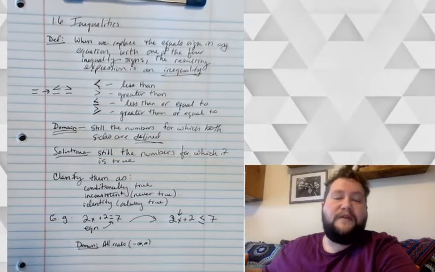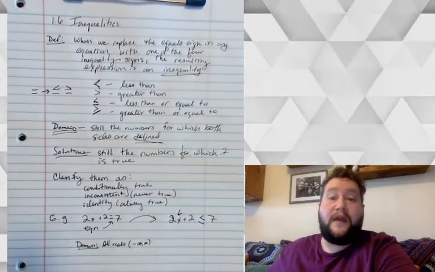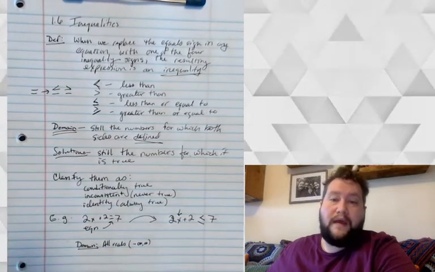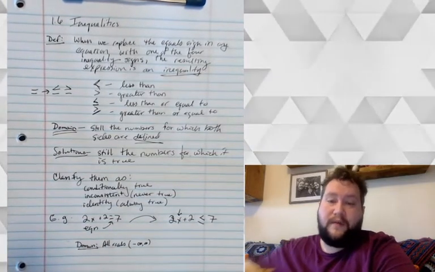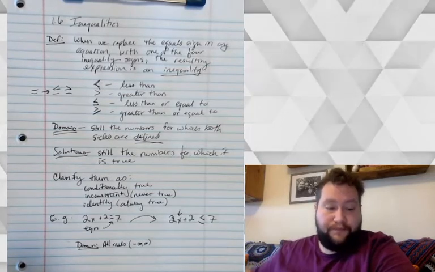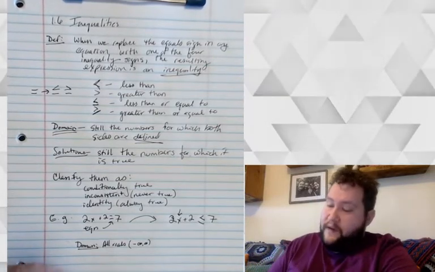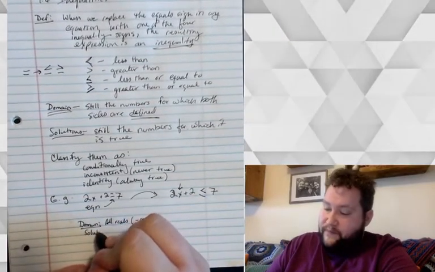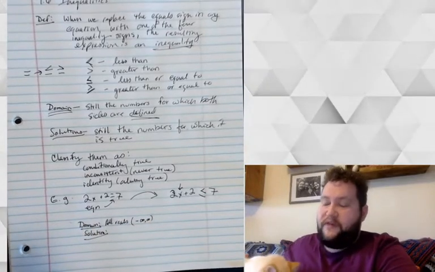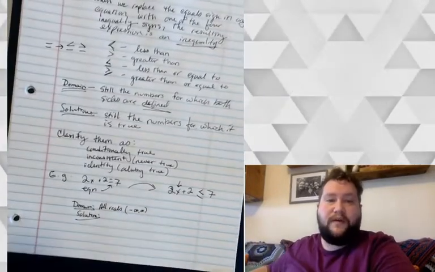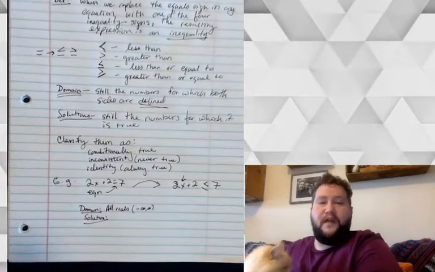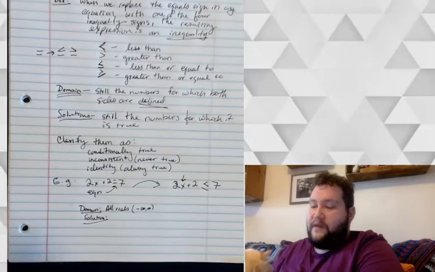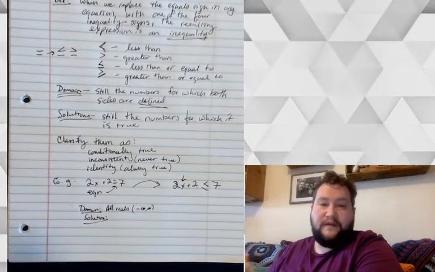Remember, domain often became something other than all reals when we had a rational equation, so we had something in the denominator, or when we had a radical equation, so that's where we had like a square root or a cube root. And so the domain is all reals. Solutions. So which values of x make this a true inequality? Oh, there's my cat's paw. So what values of x make it so that 2 times that value plus 2 is less than 7?